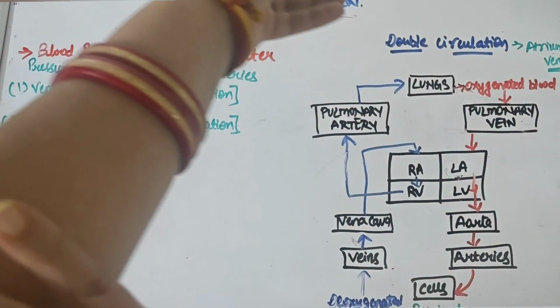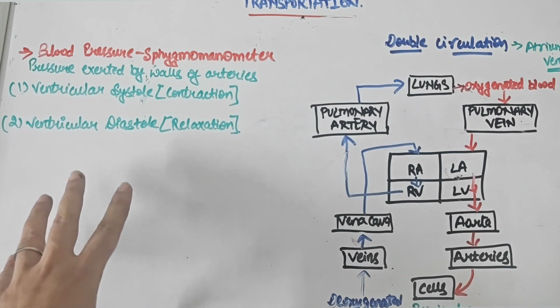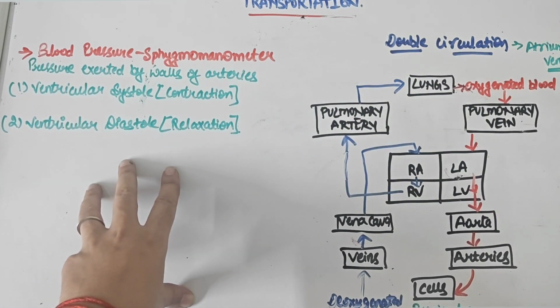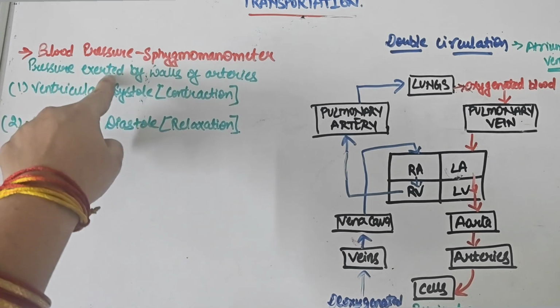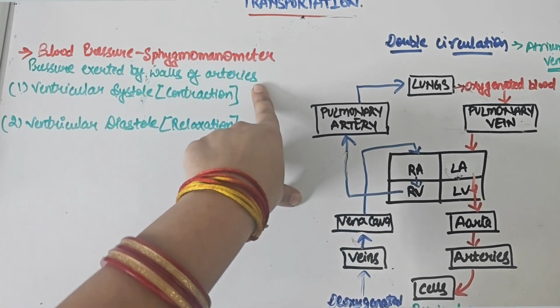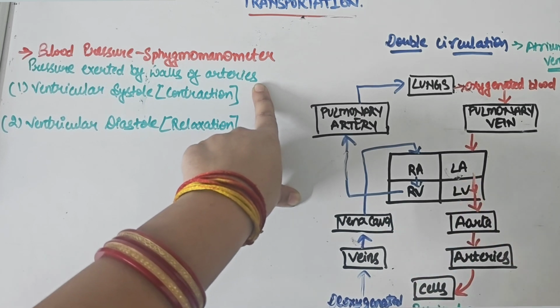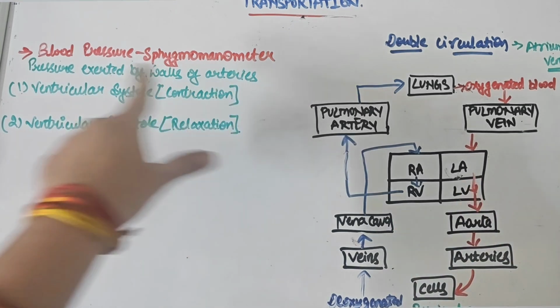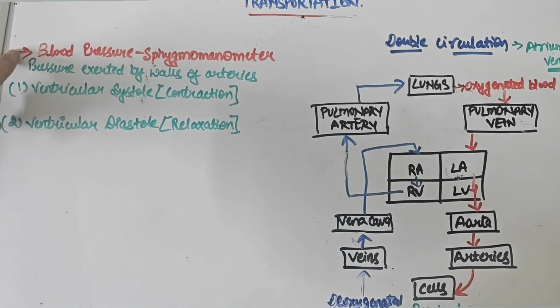They have kept something on the elbow and now they are pressing it, or they have pressed the button, and then they get some value. What is the value that they are getting at the end of the day? They are getting a value of the pressure which is exerted by the walls of your arteries, right? And we know by now what arteries carry: the oxygenated blood in our body. So the pressure which is exerted by the walls of the arteries is what we call blood pressure.